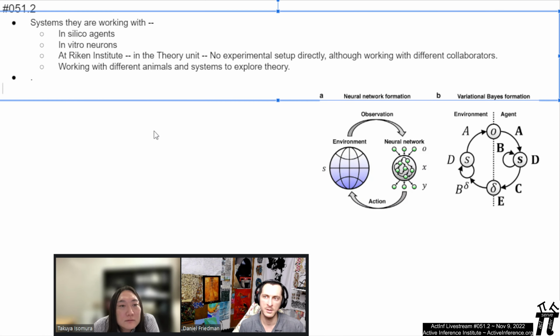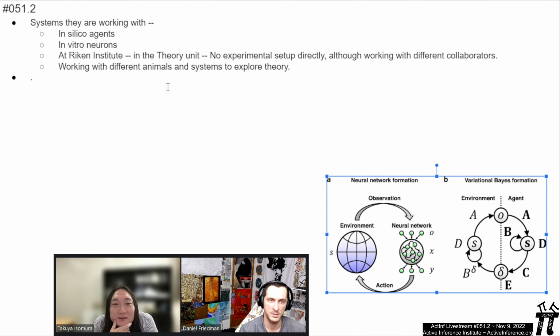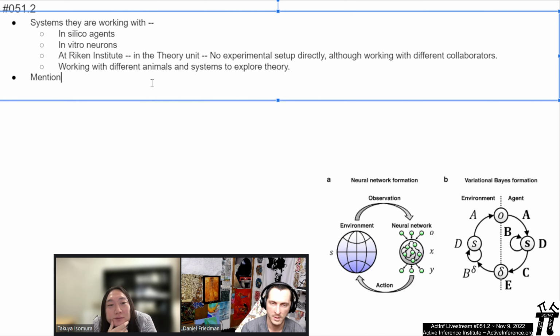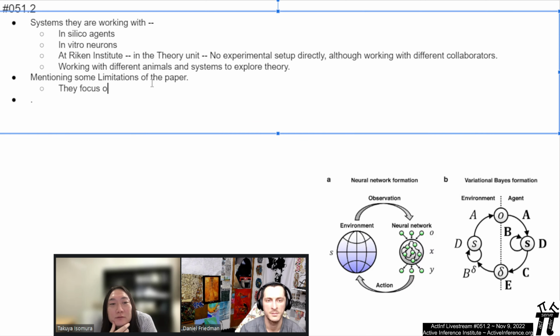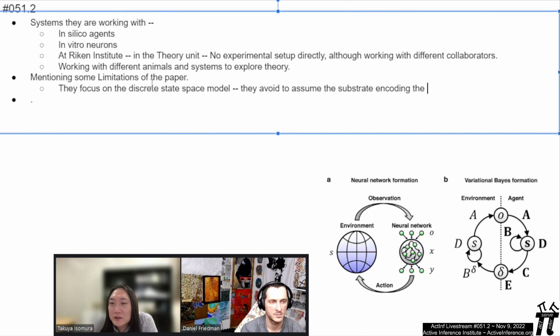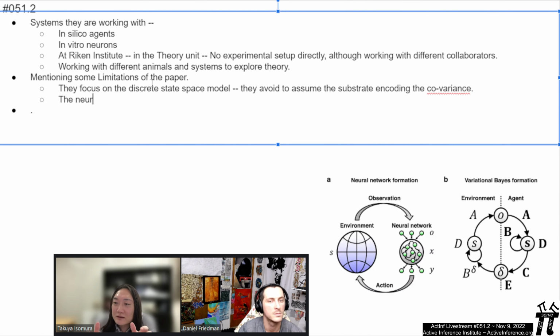Yeah. So, okay. Then I would like to mention some limitations of this paper, which are not directly discussed in the paper. For example, we focus on a discrete state space model. So we avoid assuming some substrate that encodes the covariance of the distribution. Once you assume a POMDP, then it is a categorical distribution, which is different from assuming a Gaussian distribution characterized by mean and variance. So the neuronal substrate of variance is still unclear, and we are now trying to figure that out. So this is one direction of limitation.